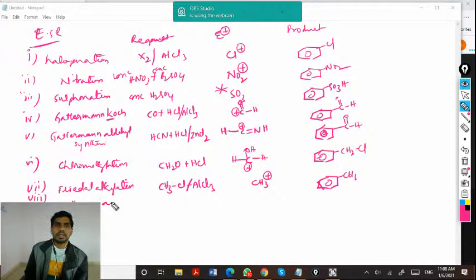Next, we have seen acylation. Acyl halide or acetic anhydride, an acyl anhydride, is used in the presence of the Lewis acid. The acyl carbocation is the intermediate, and the acylated benzene is the product.